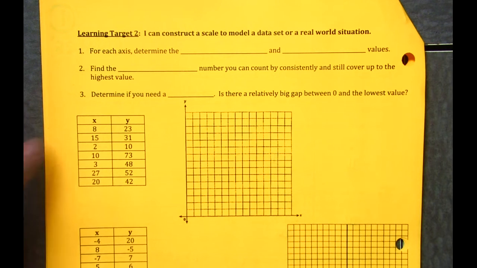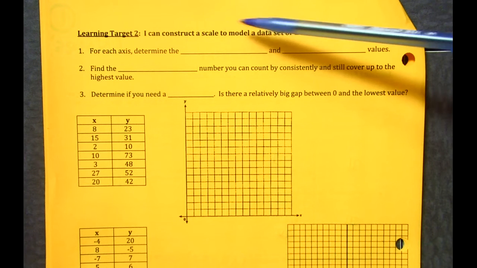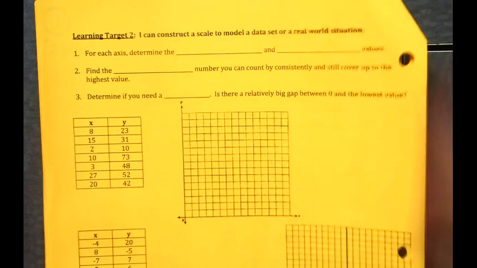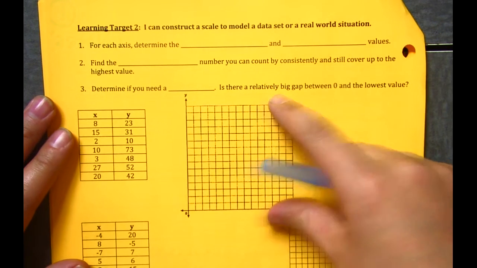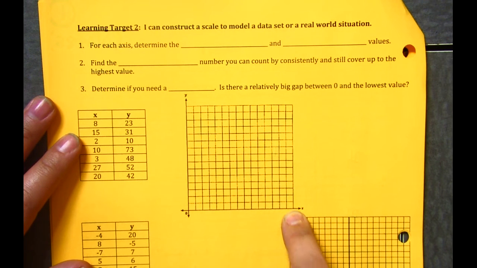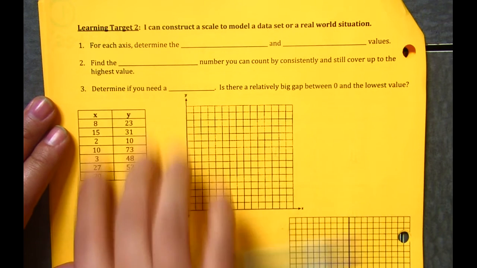So today we're going to talk about learning target 2, which says I can construct a scale to model a data set or a real world situation. So here are our 3 data sets, and we're going to construct a scale for each of these graphs, which means we're going to decide which numbers to put along the x-axis and which numbers to put along the y-axis to cover all of these points.